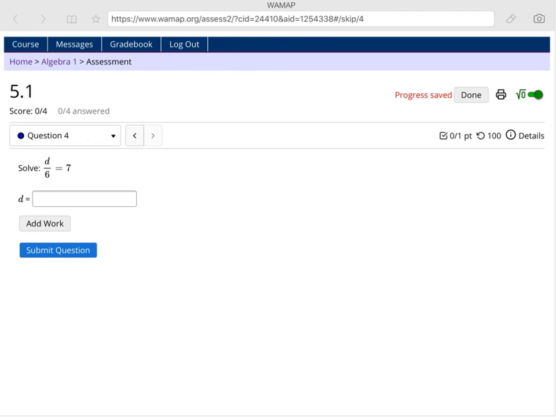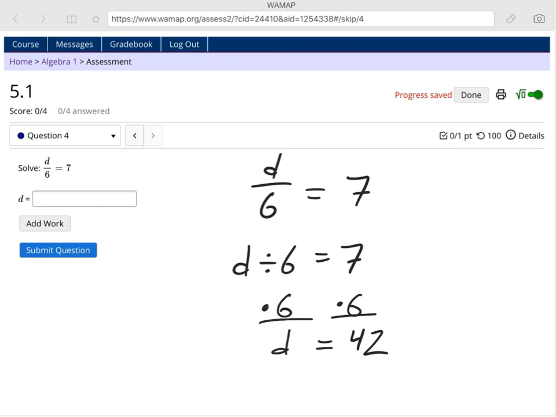Because right now I'm dividing D by 6. The way to undo that is to multiply, because multiplication is the opposite of division. So I'm going to multiply both sides by 6, which will then give me D equals 7 times 6, which is 42. And so my answer that I type in then is 42, and I'm done.